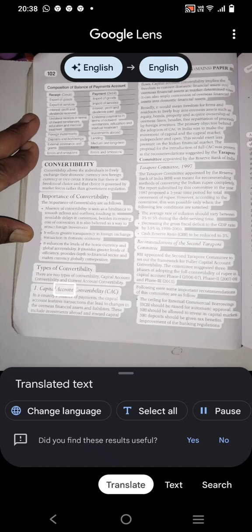1. Capital account convertibility, CAC. In a country's balance of payments, the capital account features transactions that lead to changes in the overseas financial assets and liabilities. These include investments abroad and inward capital. The ceiling for external commercial borrowings, ECB, should be raised for automatic approval. NRIs should be allowed to invest in capital markets. NRI deposits should be given tax benefits. Improvement of the banking regulations.